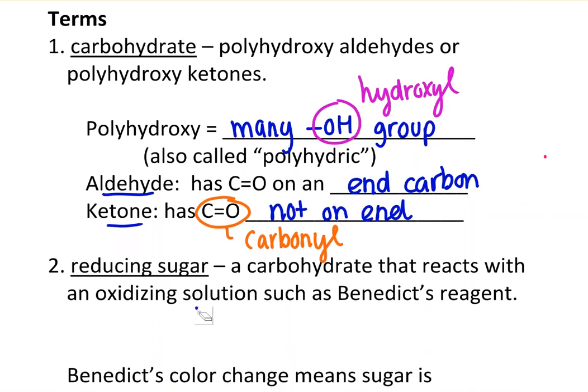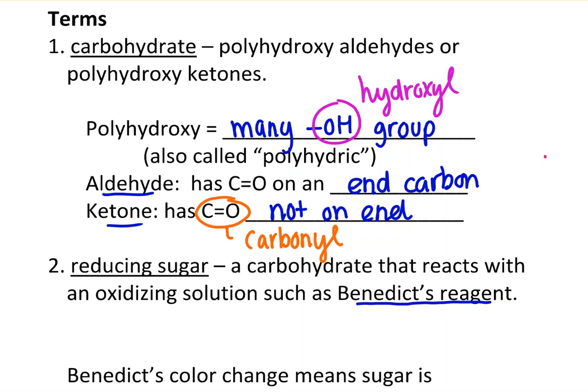We're going to look at sugars and see if they're reducing sugars or not. It tells you something about the structure of the sugar, if it can act as a reducing agent to Benedict's reagent. In other words, a reducing sugar will reduce Benedict's reagent, or you could say that Benedict's reagent oxidizes the sugar. Like any redox reaction, it can be stated either way.